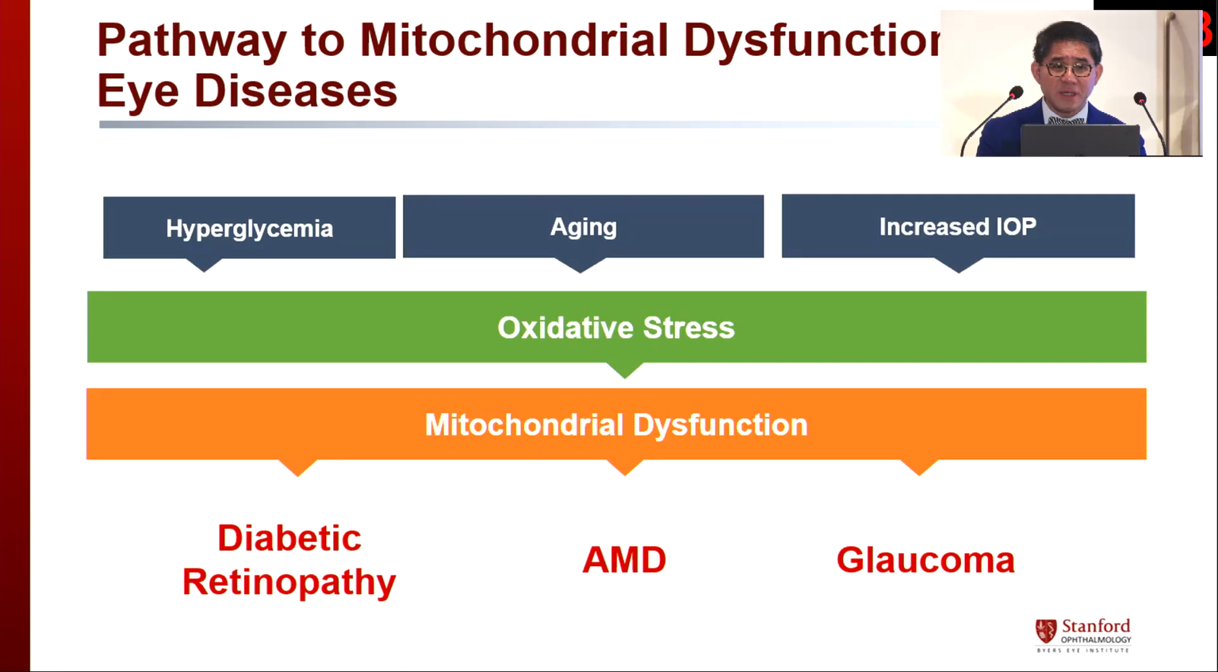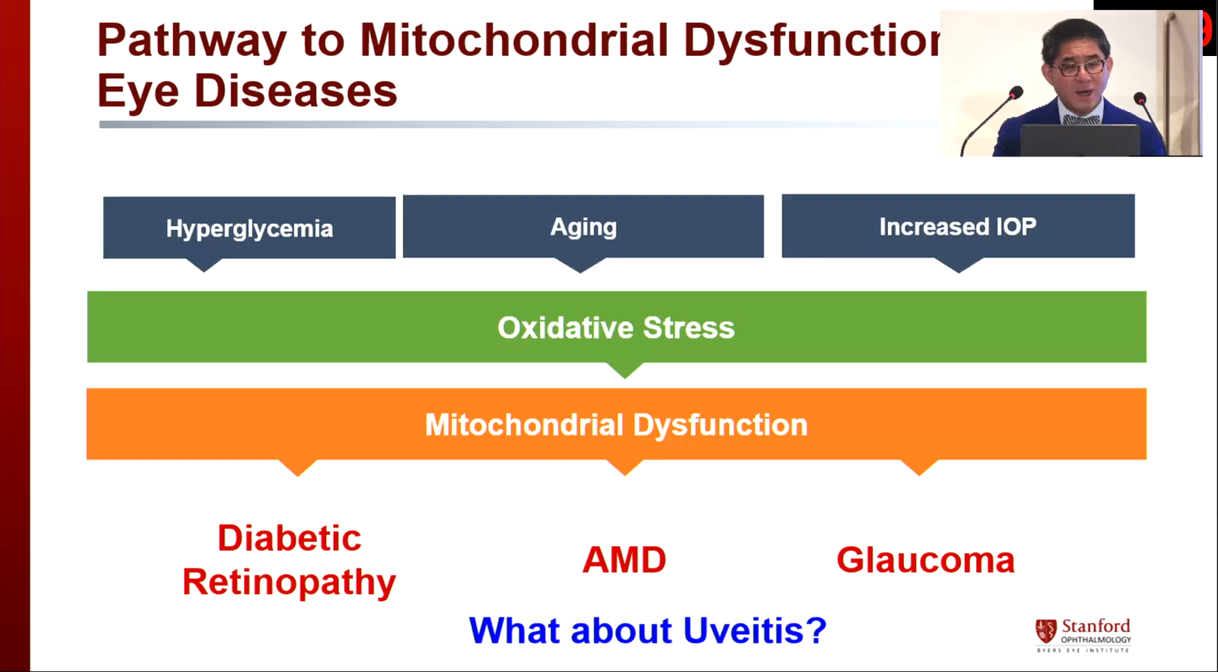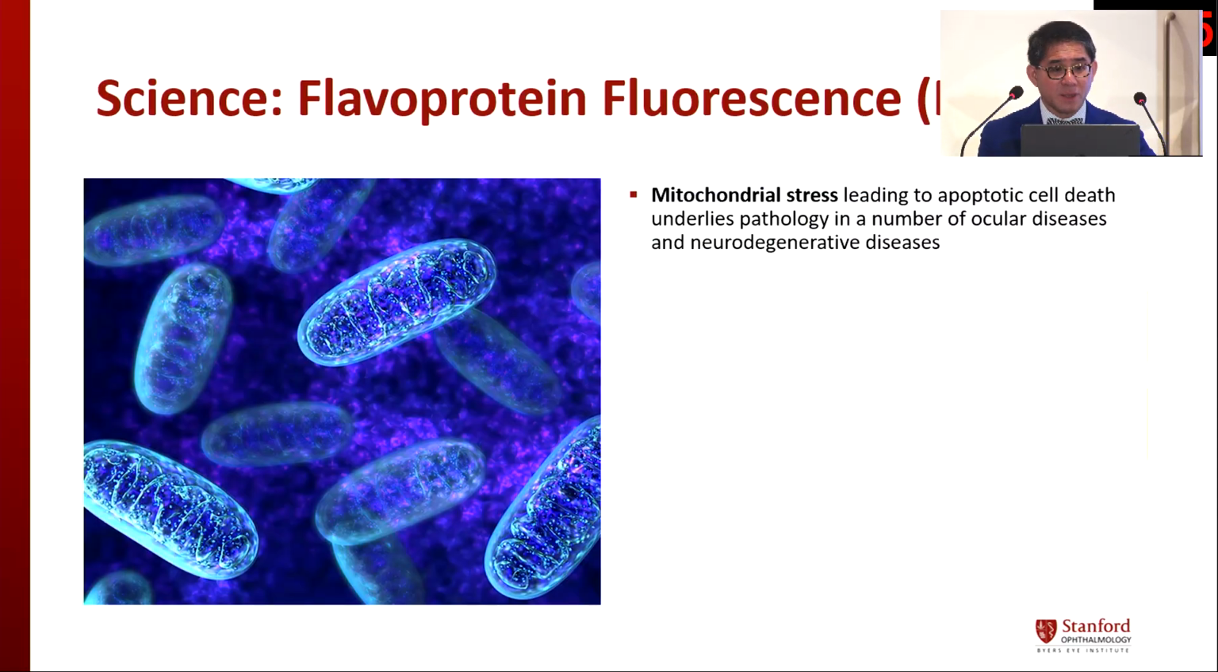During the past few years, the pathway of mitochondrial dysfunction in eye disease has helped us to understand further the pathophysiology of diseases such as diabetic retinopathy, macular degeneration, as well as glaucoma, to the fact that many of these conditions start out with a certain factor, for example, hyperglycemia or aging, leading to oxidative stress and then mitochondrial dysfunction. What about uveitis? And certainly that's the topic that many of us are also interested in.